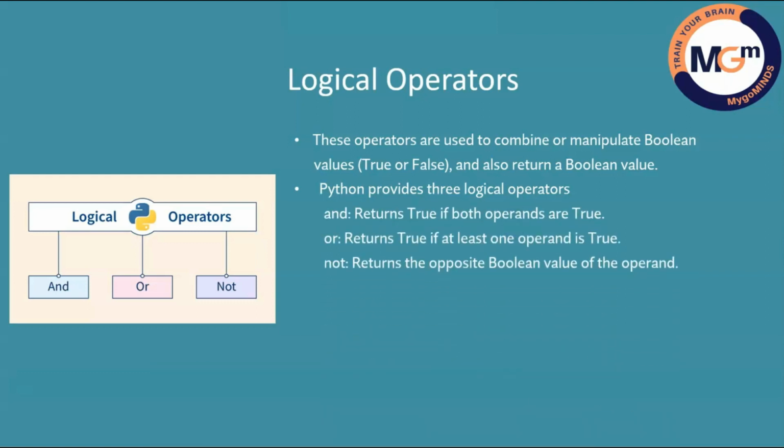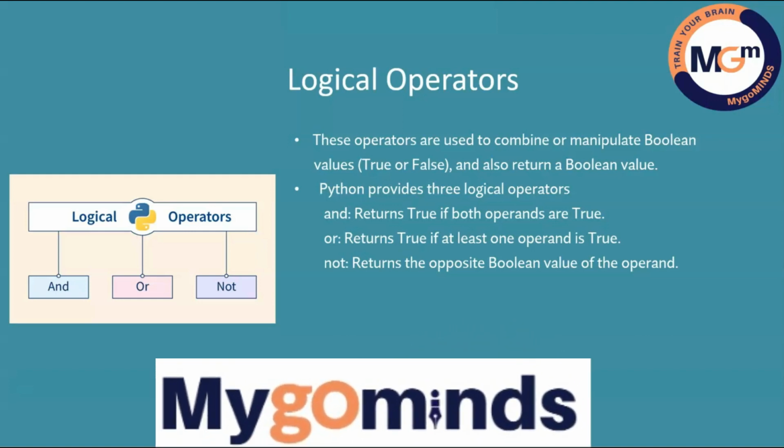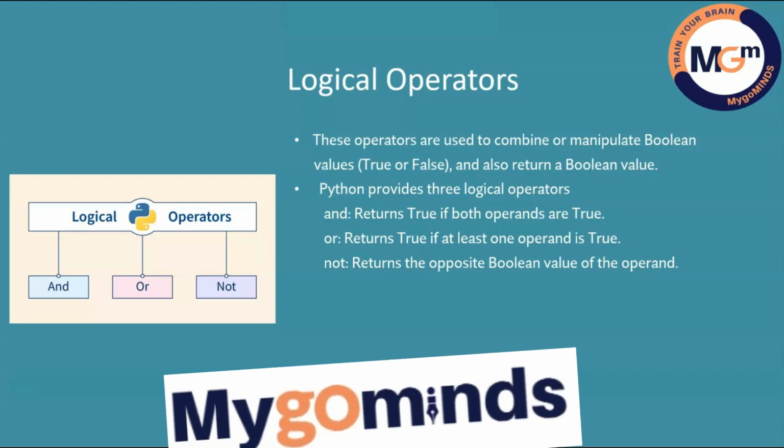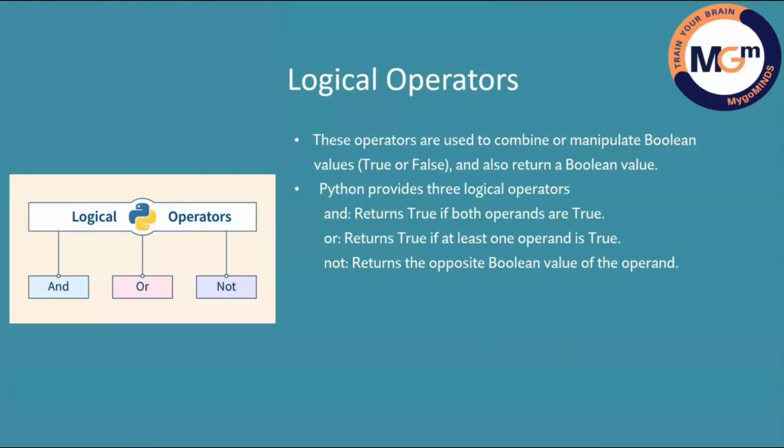Coming to AND, it returns true only if both the operands are true. If any of the operands is false, the result is false. Coming to OR, it returns true if at least one operand is true. If both are false, the result is false. If it contains true, then the result is true. And NOT returns the opposite Boolean value of the operand.